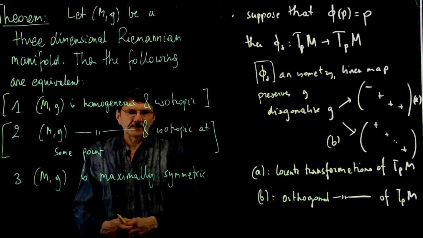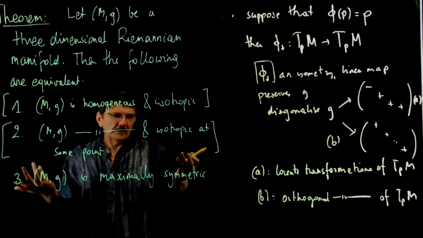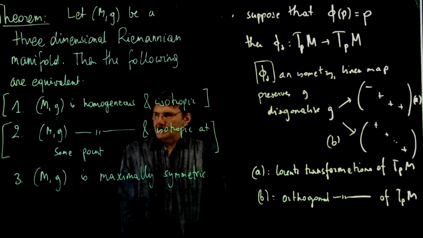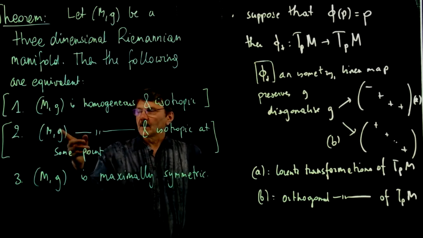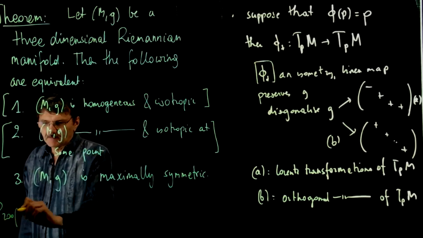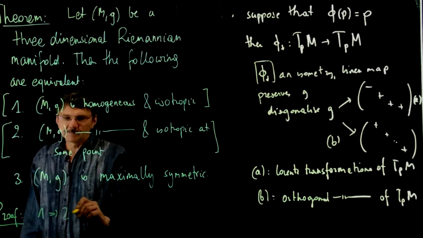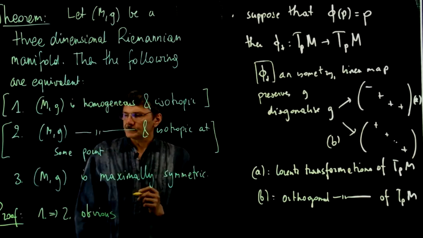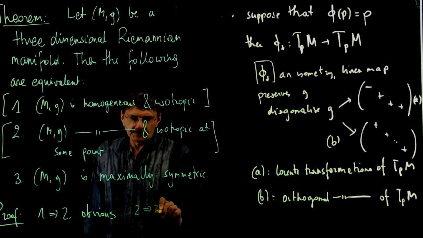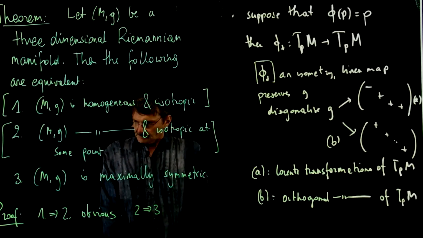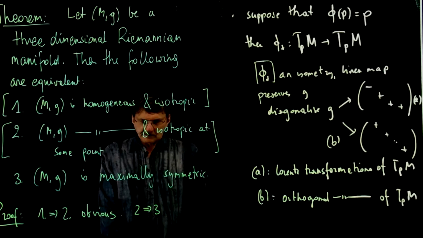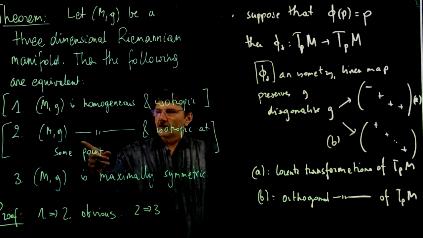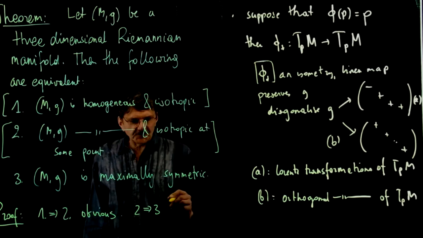So this is the third sentence. Whenever you are one or two, you're maximally symmetric. Let's see how this works. So the proofs, there are some parts which are rather easy. So one implies two is obvious. Two implies three. Three, so this is a dimension counting.